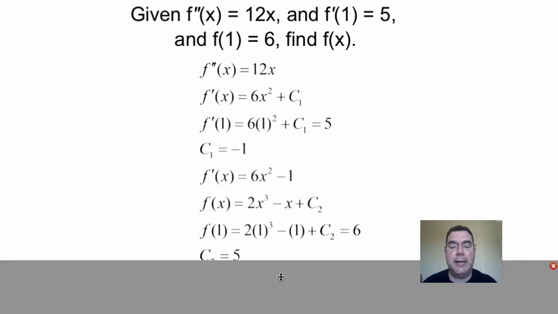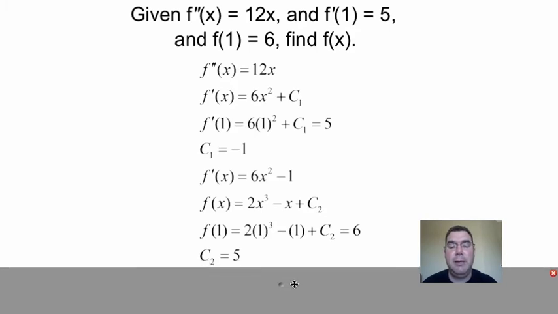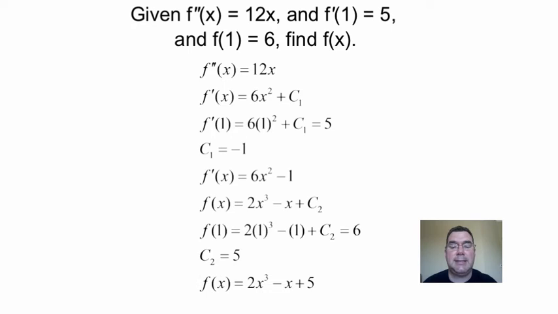And that means that my second constant is equal to 5, meaning that I now know that f of x is 2x squared minus x plus 5. And if I wanted to check to make sure that my answer was correct, I could very easily take the derivative of this to get 6x squared minus 1, and then I could take the derivative of this to get 12x again. Alright, so that's kind of how you do those.